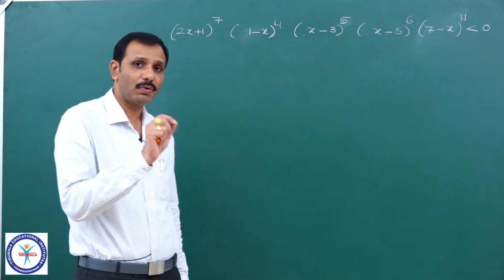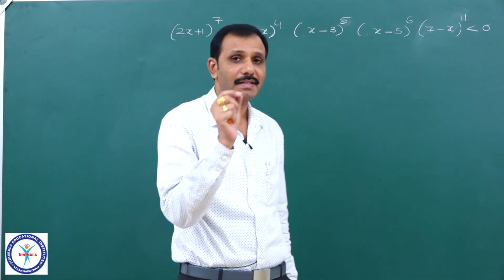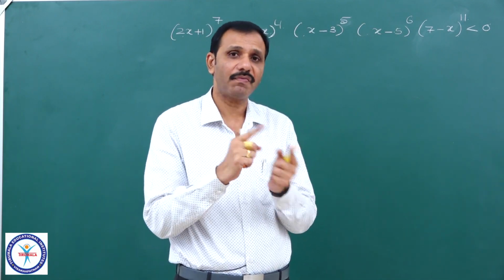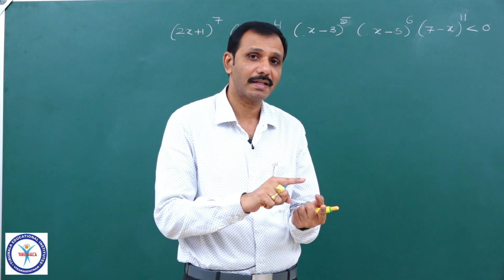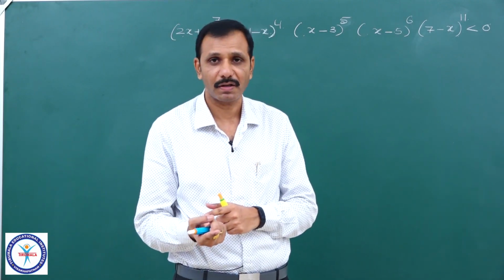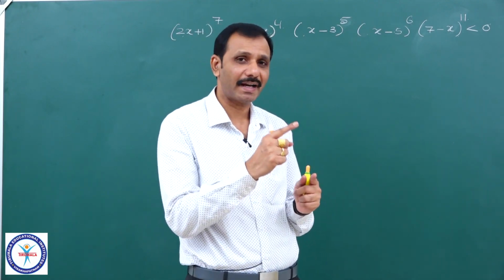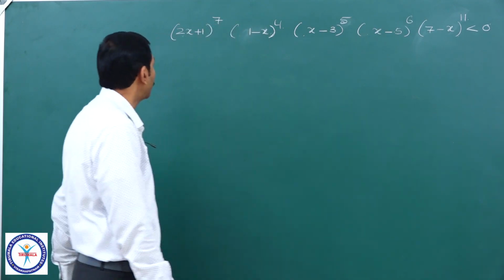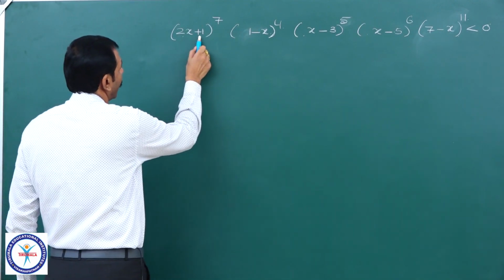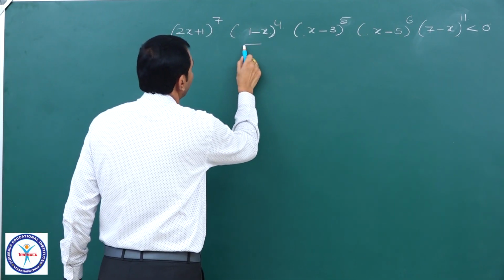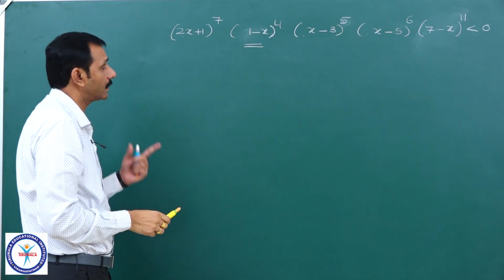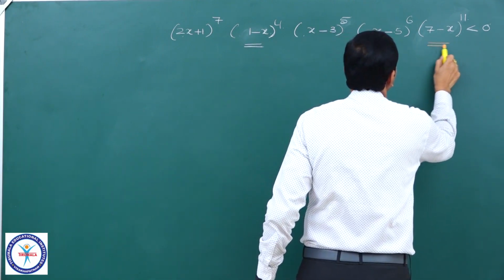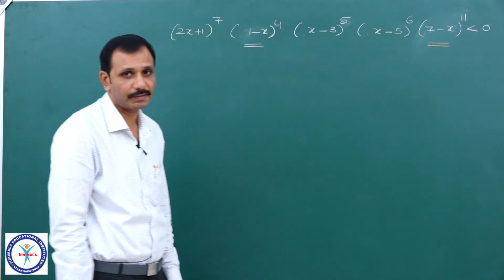Usually you try to write your factors in the form x minus alpha into x minus beta. Even if it is alpha minus x, by multiplying with a minus sign, you make it x minus alpha, so that writing of the sign scheme or intervals will become very easy. Observe this. No problem with this. Here it is 1 minus x whole power 4. It is not x minus 1. No problem with this. Here also no problem. Here you observe. It is 7 minus x whole power 11.